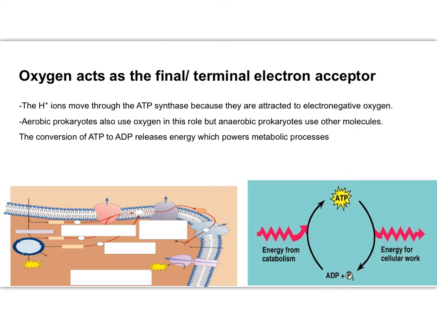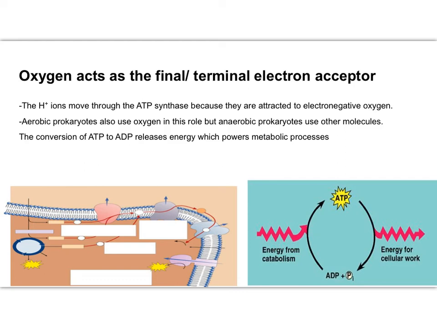So aerobic prokaryotes, so this is a prokaryotic organism, so it won't have a mitochondria here. Also, are you going to use oxygen for this to be their final electron acceptors? But an anaerobic prokaryote is going to use something other than oxygen to be its final electron acceptor.